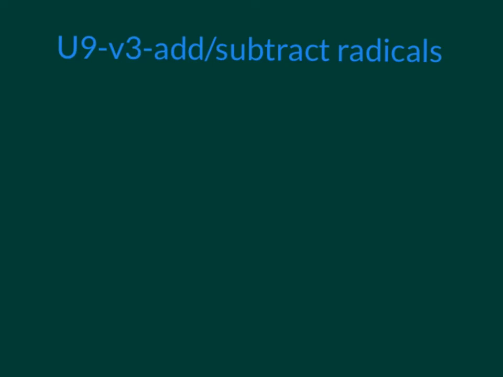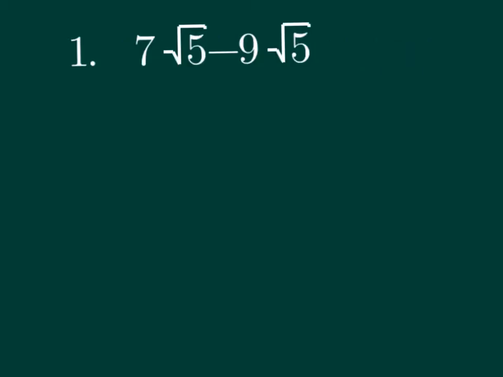This is our third video in Unit 9, and we will be adding and subtracting radicals. The key here is to make sure when we add these, we want the square roots to be the same. See how they're both square roots of 5? That's the only way we can add them together. So by doing that, we're going to focus on adding what the numbers are in front of the square roots.